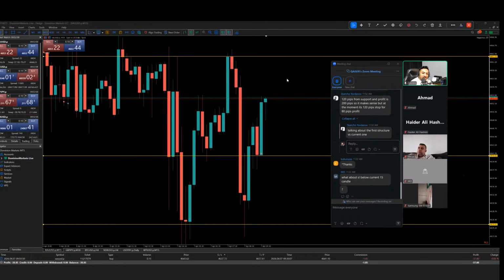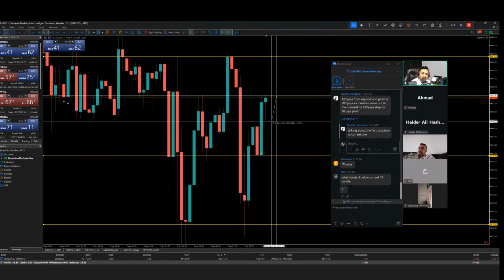Yeah, what about SL below current M15 candle? Oh man, it could be risky, buddy. If you wanted to place your stop loss somewhere here, could be a risky one.